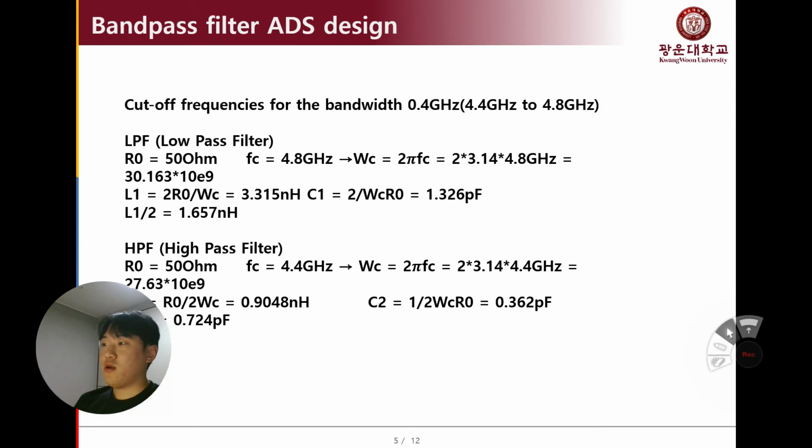We set the cutoff frequencies for the bandwidth 4.4 GHz to 4.8 GHz. So a low-pass filter inductor is equal to 1.657 nanohenry, and at the high-pass filter, capacitance is equal to 0.724 picofarad.